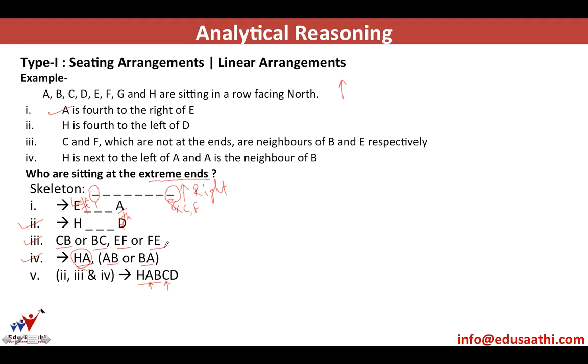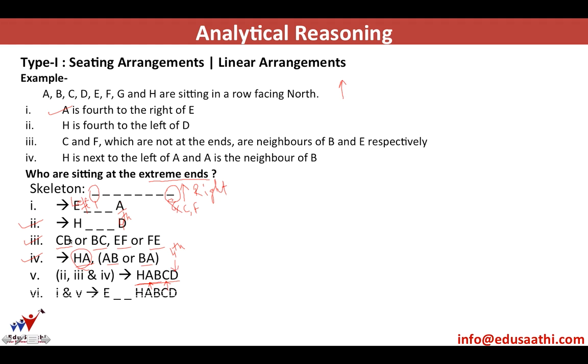And what else were you knowing from the second statement? That D is sitting fourth to the right of H. So this is first place, second place, third place. D will come over here at the fourth place. So you have an arrangement of 5 people sitting over here. There are 8 people and you have arranged 5 people till now.